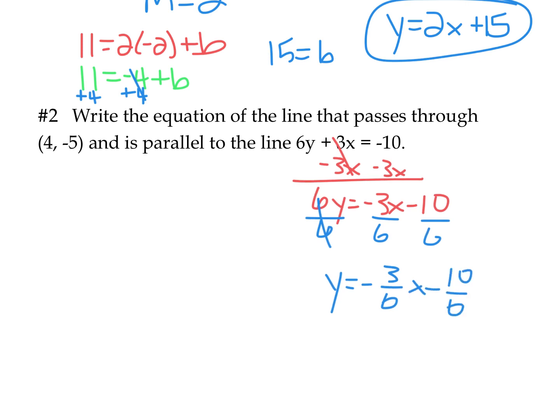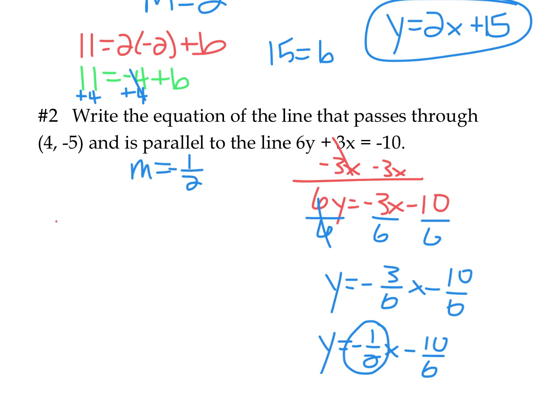And really, this y-intercept part doesn't matter, because all I care about is the slope. To get the parallel line, I need to have the exact same slope, so I'm going to have y equals negative 1/2 x minus 10 over 6. You could reduce it to 5 over 3. It really doesn't matter. The key here is that our slope is negative 1/2. We have to have a slope that's exactly the same.